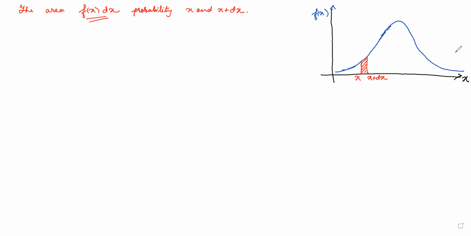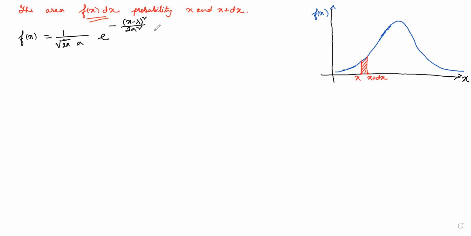We already saw the expression for f of x. That f of x was 1 by root over twice pi sigma, e to the power minus x minus lambda whole square divided by twice sigma square. This is the expression for f of x. Here lambda is the mean value of the distribution. Sigma is the standard deviation of the distribution.